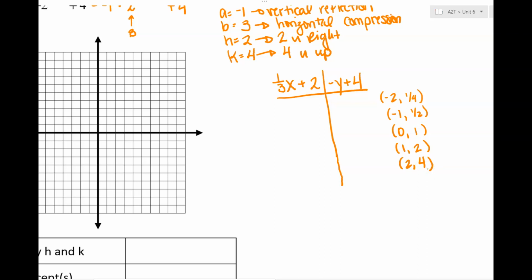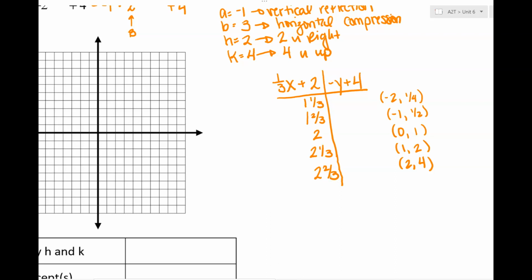So -2, if we plug that in, we get -2/3 plus 2, so we get 1 and 1/3. -1, we get -1/3 plus 2, so we get 1 and 2/3. If we plug in 0, we get 2. If we plug in 1, we get 2 and 1/3. If we plug in 2, we get 2 and 2/3.